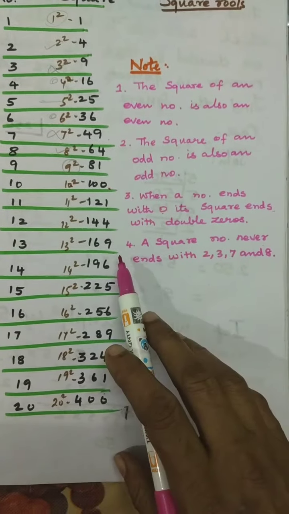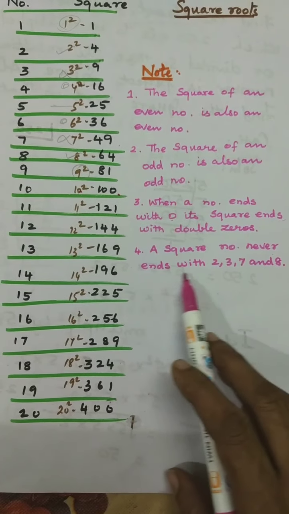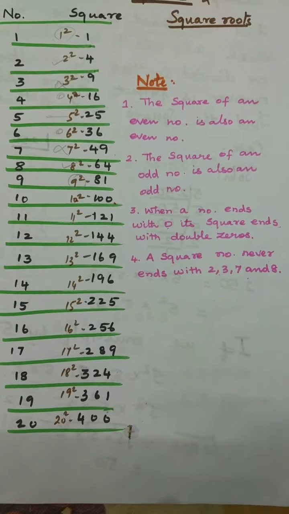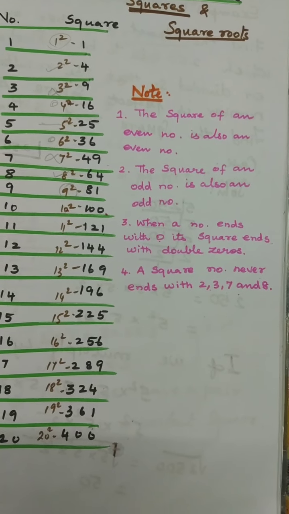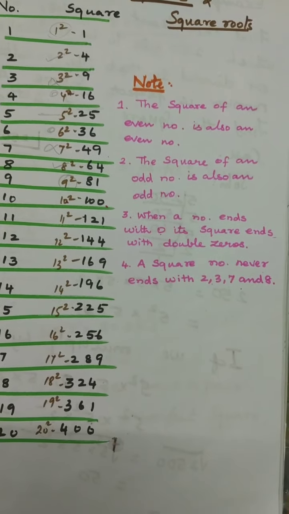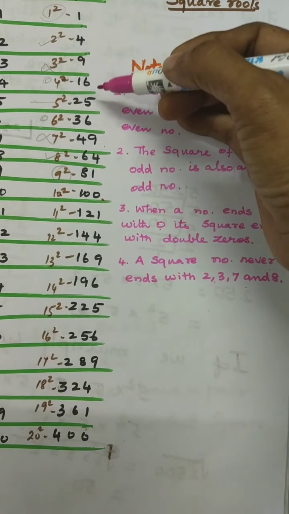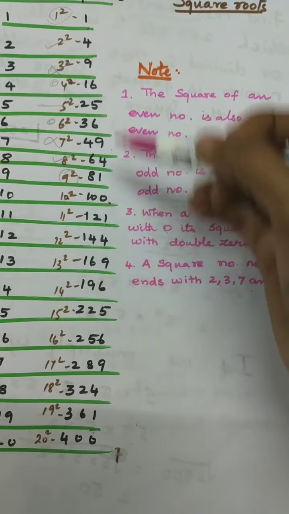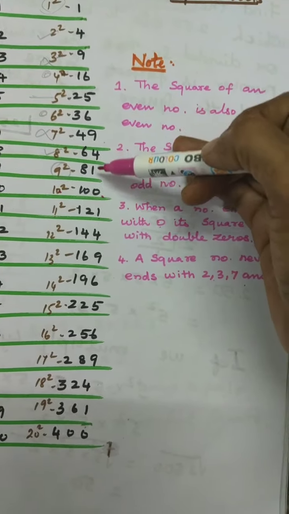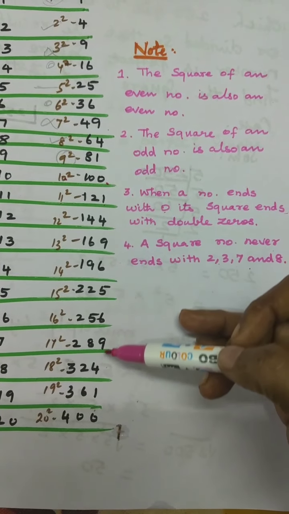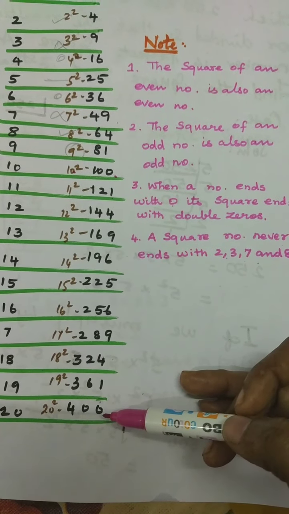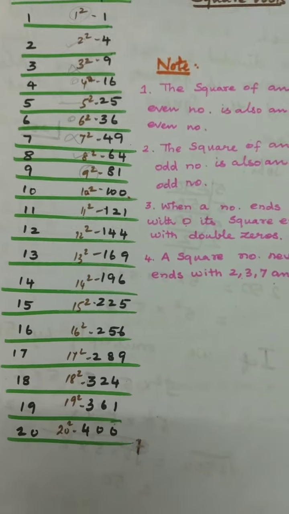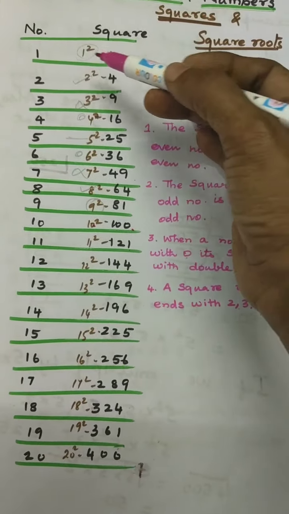Okay. The next, the square number never ends with 2, 3, 7, 8. See, never ends with 2, 3. End means you have to see the units place. The units place doesn't come as 2, 3, 7, 8.